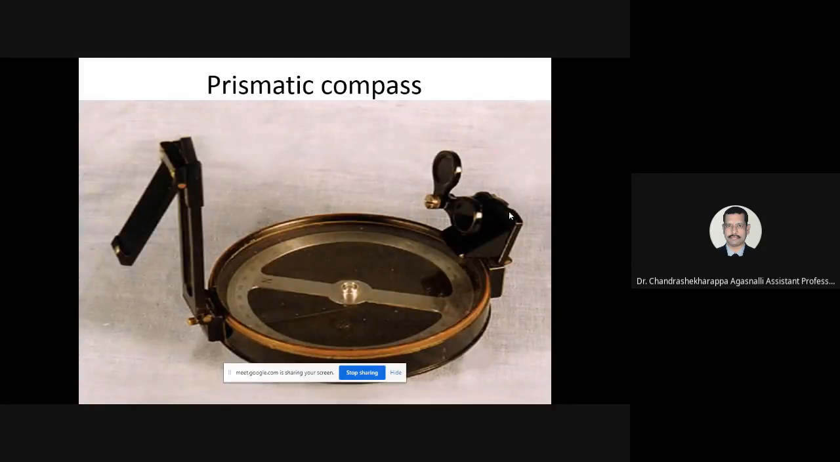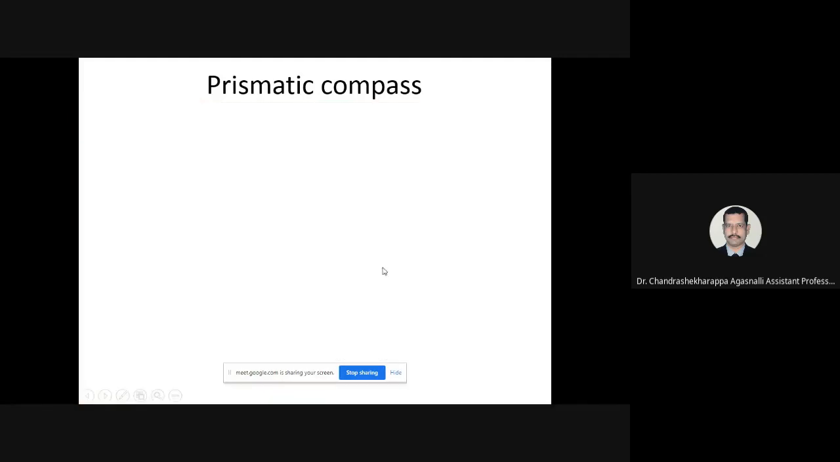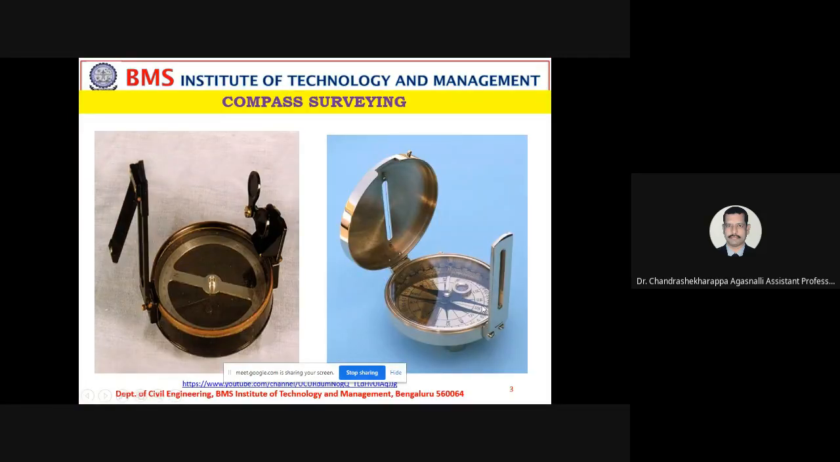This is how the graduated circle is inside. Here is what I showed: this is a needle, and this is a graduated circle, 0 to 360 degrees. You can read it as a whole circle bearing, called WCB, or you can read it in different quadrants. For example, 0 to 90 degrees is the first quadrant, 90 to 180 is the second, 180 to 270, and 270 to 360. Like that also you can read it. That is not an issue. While writing the degrees, you need to mention clearly. That's all.